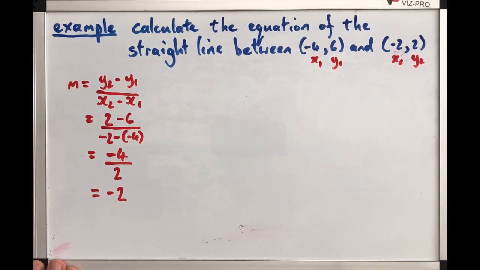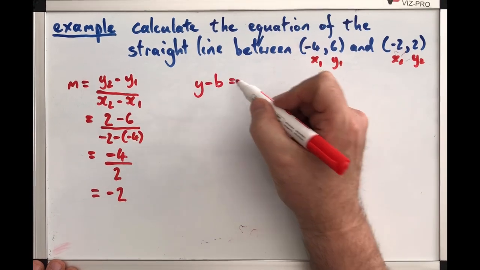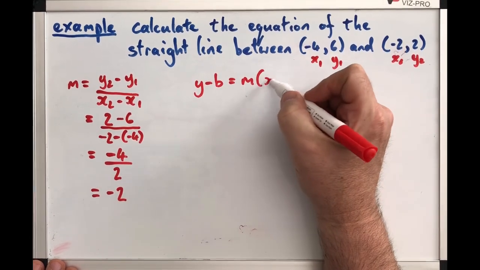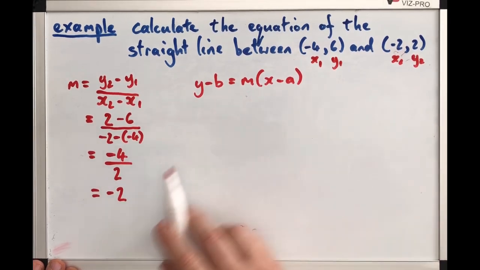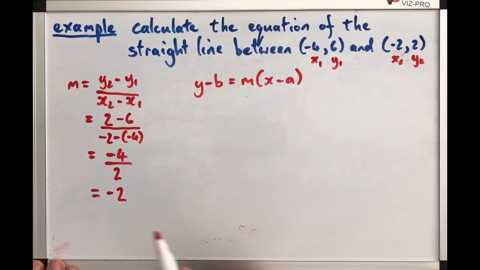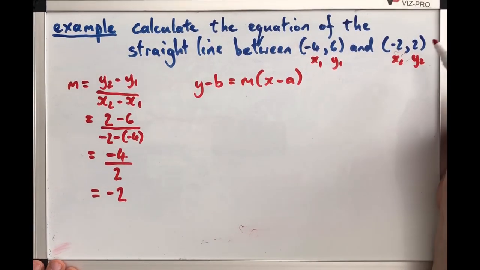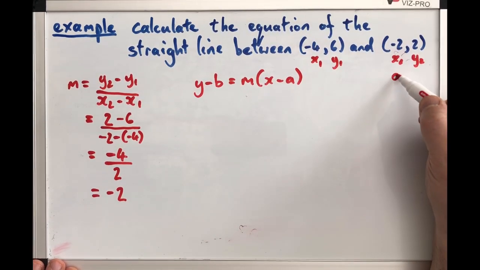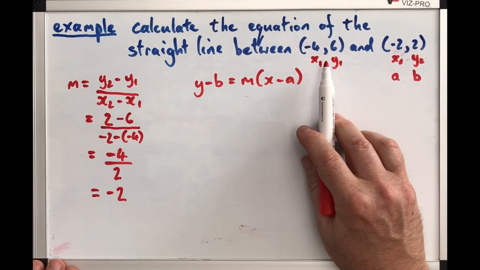The next thing we're going to use is y minus b equals m(x minus a). We use this one because we know the gradient isn't undefined or 0, so it's not one of our special cases. We can use either point for a and b. The numbers are slightly smaller here, so I'm going to use that one as a, that one as b, but I could equally well have used the other.